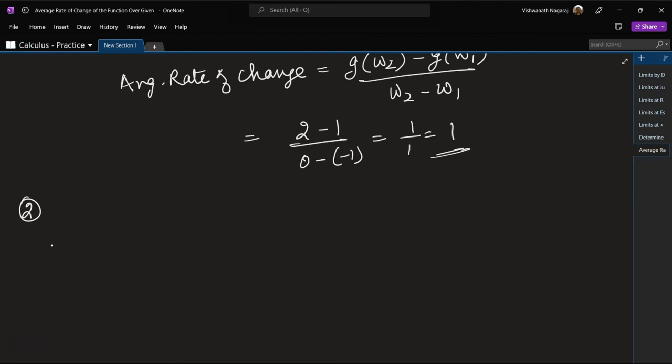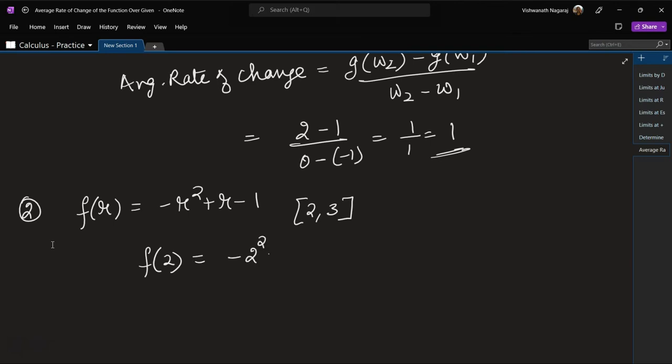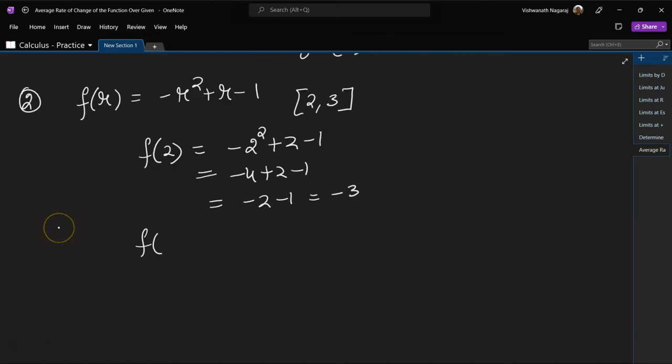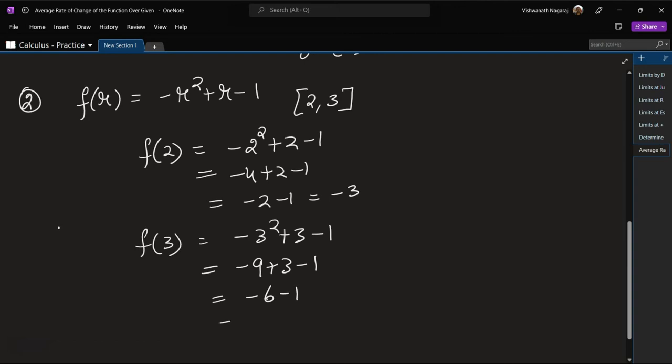Okay, let's look at the second one. f of r is equal to minus r square plus r minus 1 in the interval 2 comma 3. Now, let's figure out f of 2. f of 2 is going to be minus 2 square plus 2 minus 1, which is minus 4 plus 2 minus 1, which is minus 2 minus 1, which is equal to minus 3. f of 3 is equal to minus 3 square plus 3 minus 1, which is minus 9 plus 3 minus 1, which is minus 6 minus 1, which is equal to minus 7.